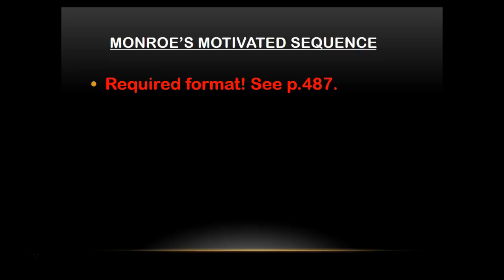Now, Monroe's Motivated Sequence is the required format for this class, A, because it is the most effective persuasive strategy in pretty much the world. You can use different strategies for different types of topics like cause and effect, problem solution, and so on. However, Monroe's Motivated Sequence is the most proven one for influencing other people's behavior and actions. If you want to accomplish change, if you want something to be done, if you want something to actually occur, Monroe's Motivated Sequence is the preferred method.